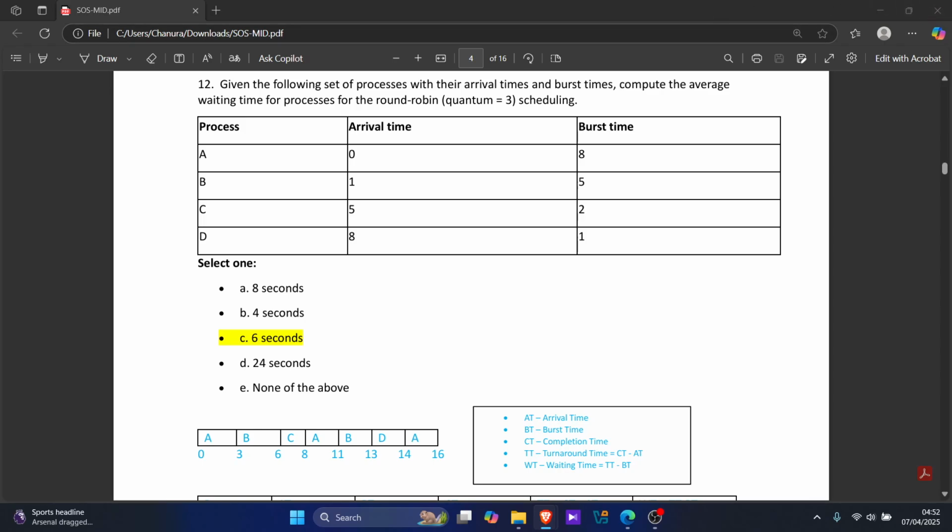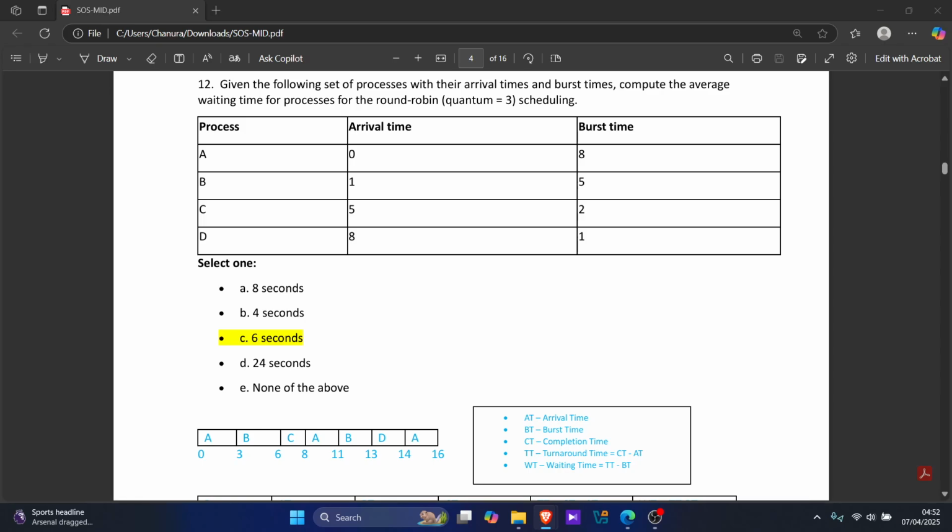Okay, so I need to calculate the average waiting time for these processes using round-robin scheduling with a quantum of 3. Let me think through this step by step. First, let's list out the processes with their arrival times and burst times.